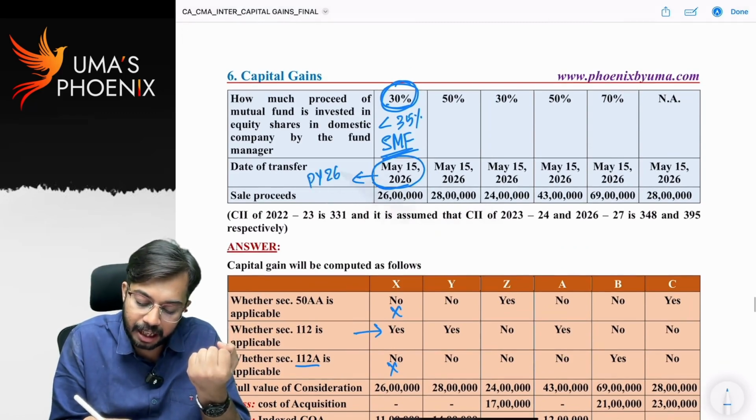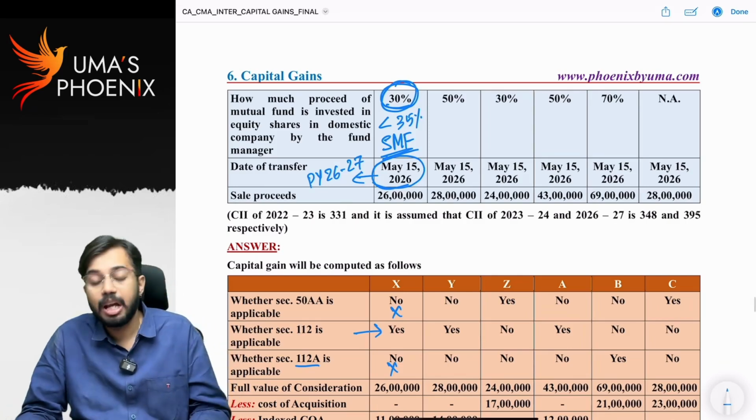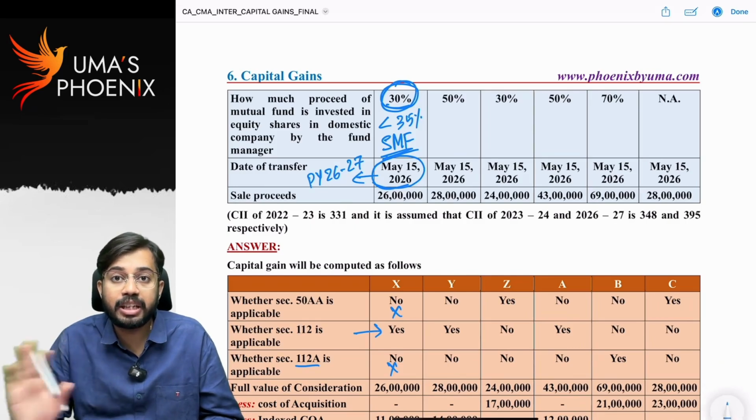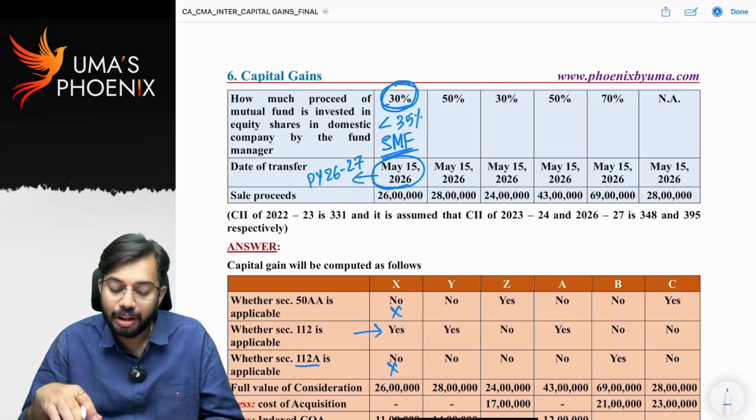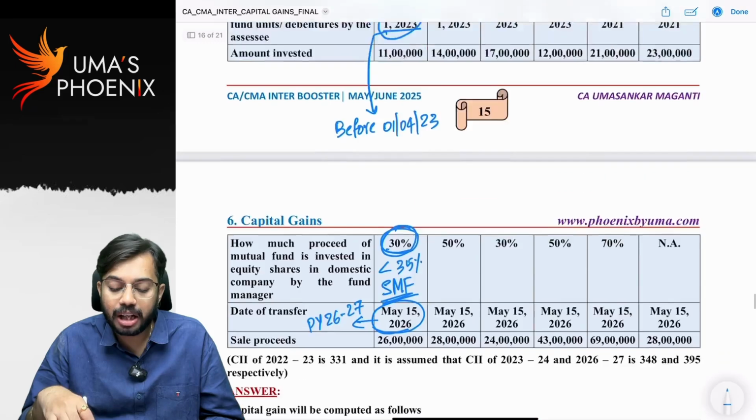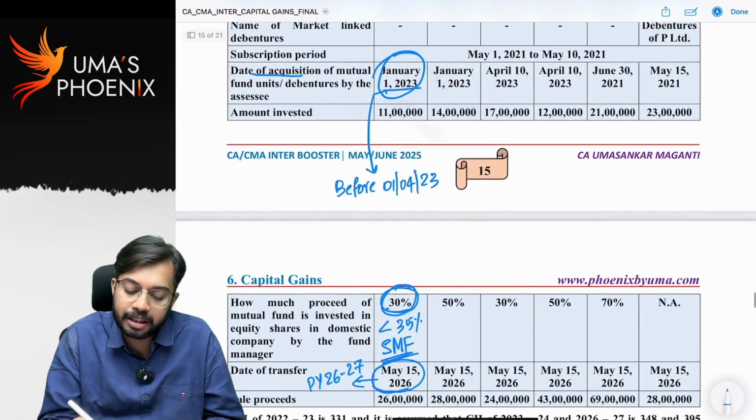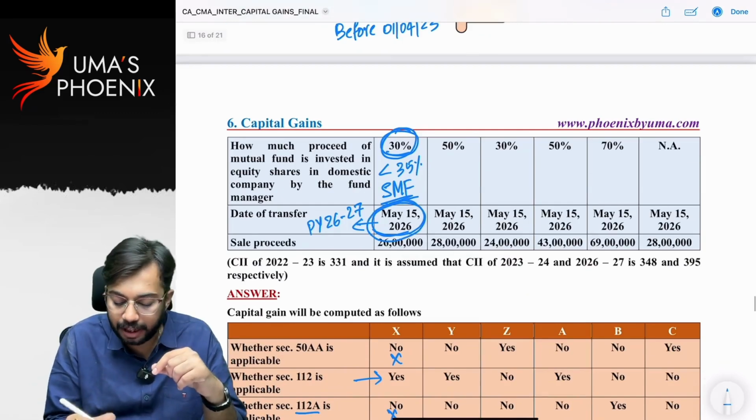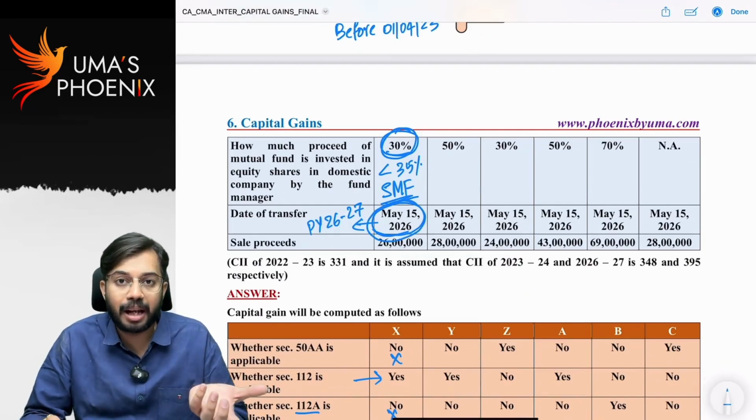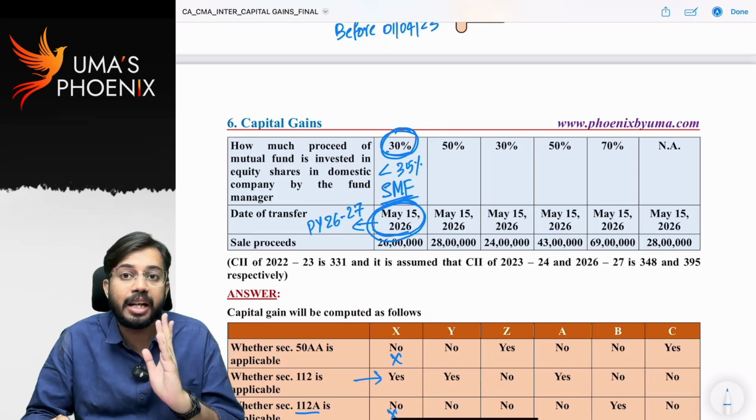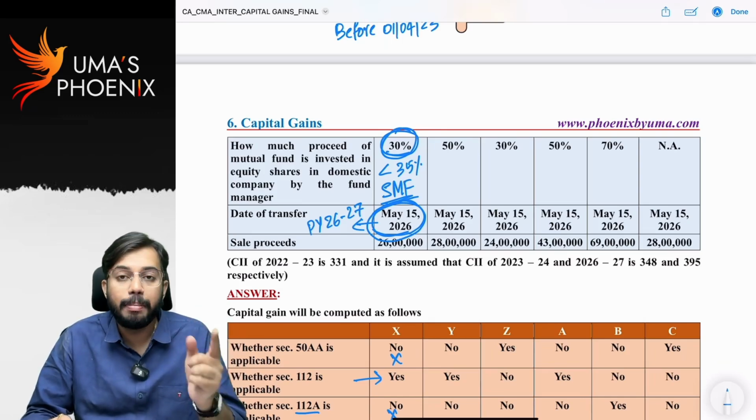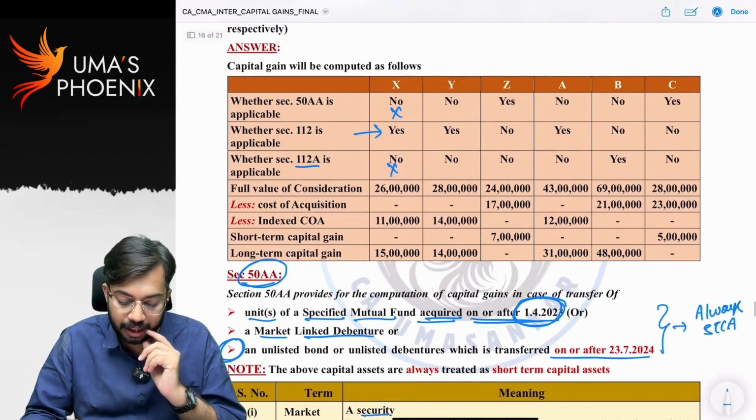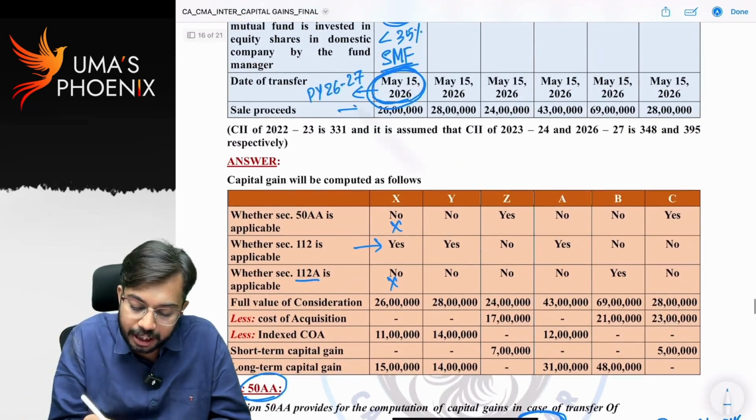That means previous year 26-27. I told you, on or after 23rd July 2024, indexation benefit is not available. So even though it is a long-term capital asset because they are purchased on January 23 and transferred on May 15, 2026, indexation benefit is not available because date of transfer is on or after 23rd July 2024. So full value of consideration is sale consideration.